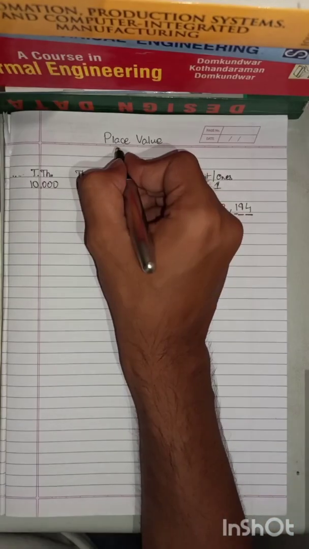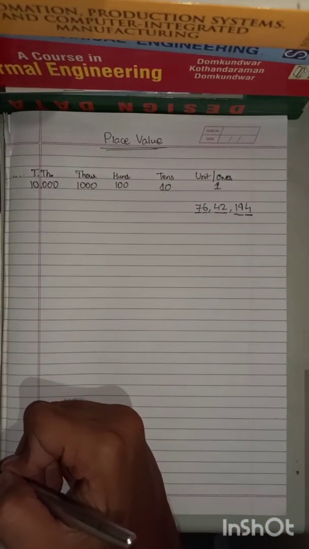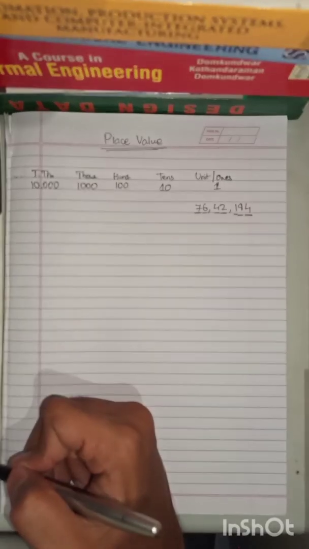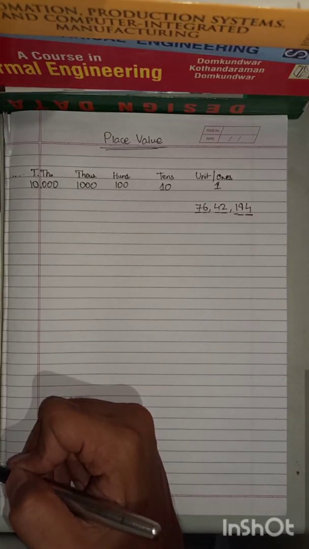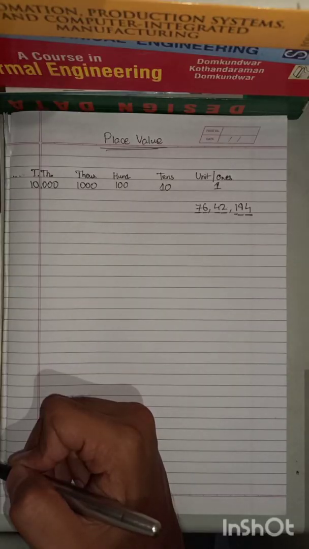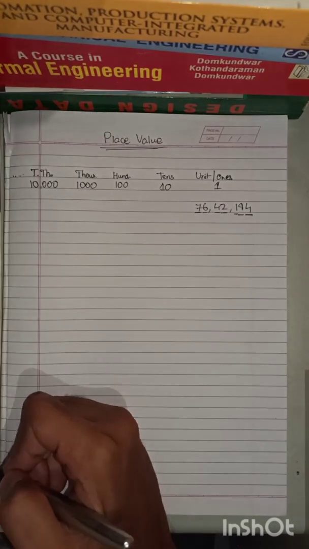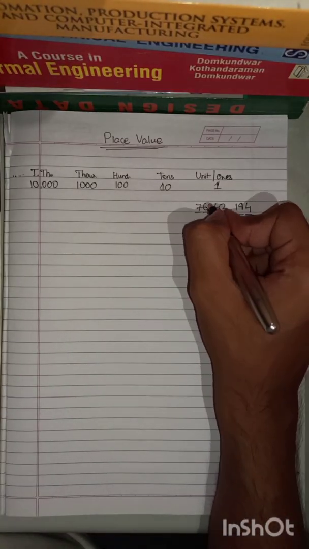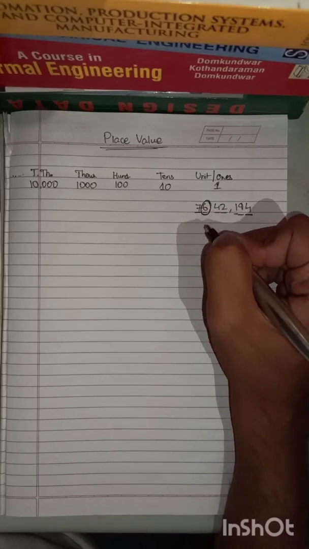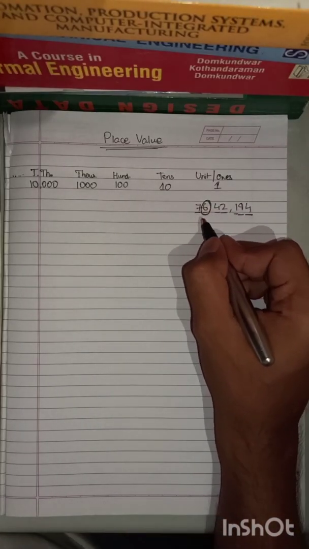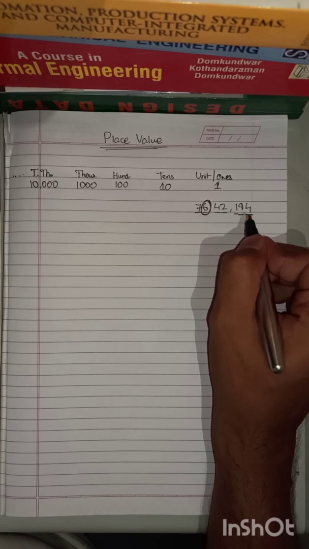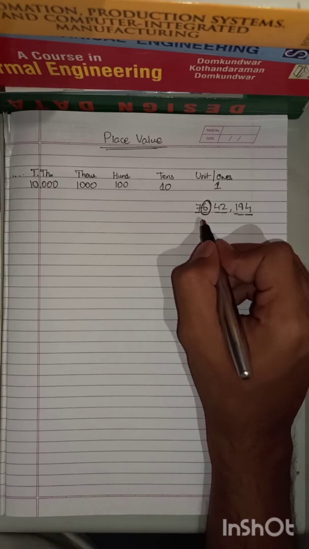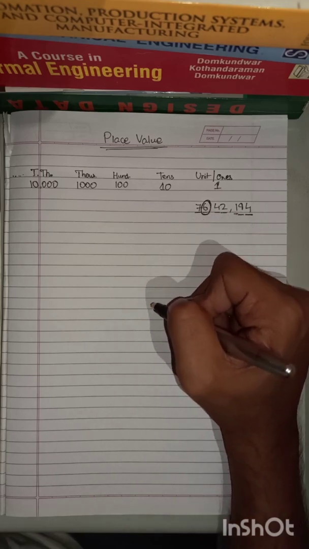So now we will talk about the place value. Place value is something which gives you the value of a number depending on its place, and when I say place, it means the position of the digit inside a number. For example, let's take 6 over here, from 76 lakh 42,194. I'm going to ask you what is the place value of 6.